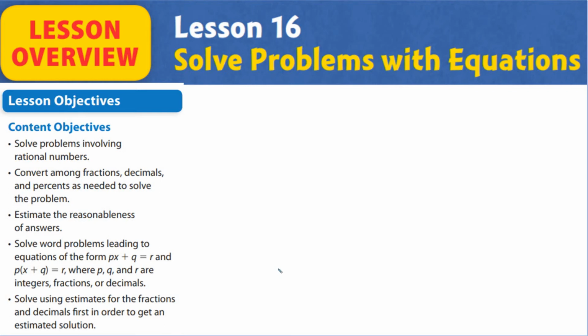Students will be able to solve word problems leading to equations of the form p times x plus q equals r and x plus q times p equals r, where p, q, and r are integers, fractions, or decimals. And lastly, students will be able to solve using estimates for the fractions and decimals first in order to get an estimated solution.